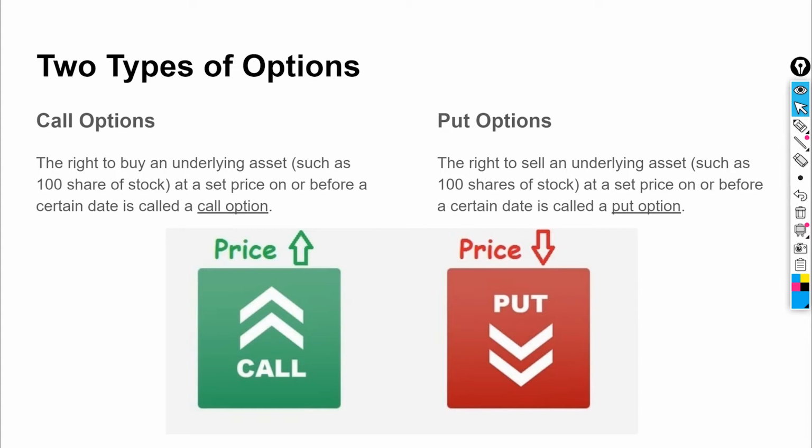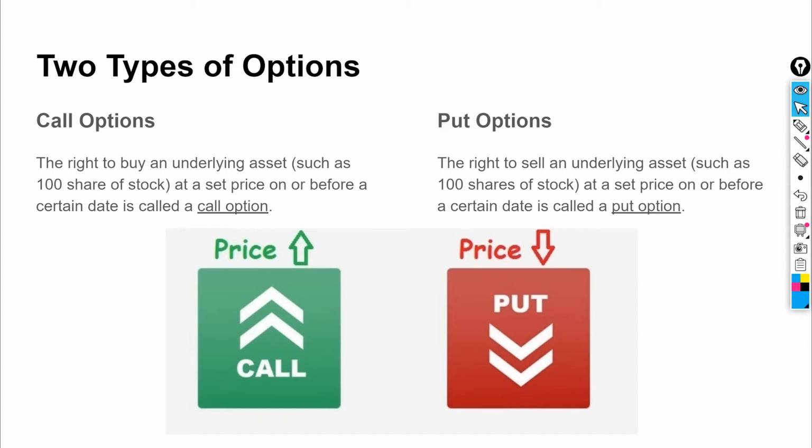Typically, if you are a buyer of an option, as opposed to a seller, which you can be either, but if you're a buyer of a call option, you are hoping that the underlying stock price will go up and therefore will increase the value of this option contract that you hold.